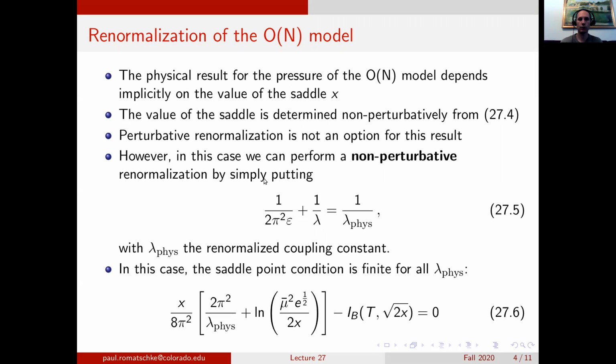Nevertheless, if we use this non-perturbative renormalization condition and we plug it into the saddle point condition, we find that all the appearances of the divergent parameter epsilon vanish. We can send epsilon to 0, and we find that this saddle point condition here is finite and presumably also has finite solutions for the saddle point x.